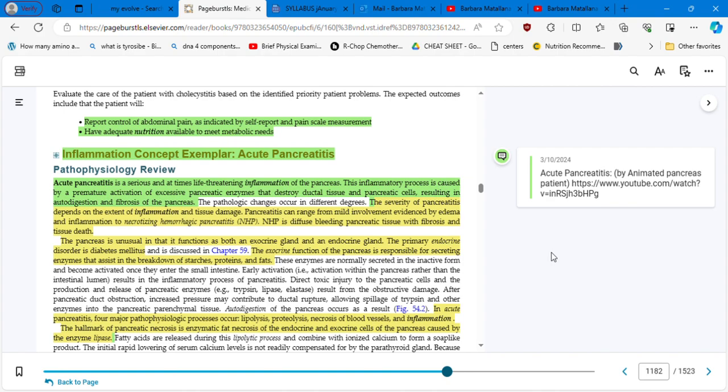Before we discuss cholecystitis, I did part 1 and part 2. We had a technical issue, but we solved it. So that's why you have part 1 and part 2 for cholecystitis.